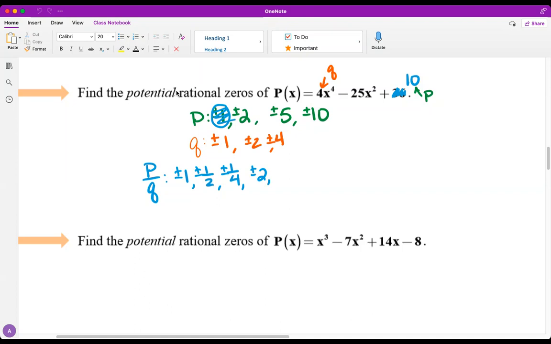Then we move on to the next number. 5 divided by 1, 5 divided by 2, and 5 divided by 4. Finally, ending with 10. 10 divided by 1, 10 divided by 2 is 5, which we already have, and 10 divided by 4 is 5 over 2, which we already have. So this is our complete list all the way through.